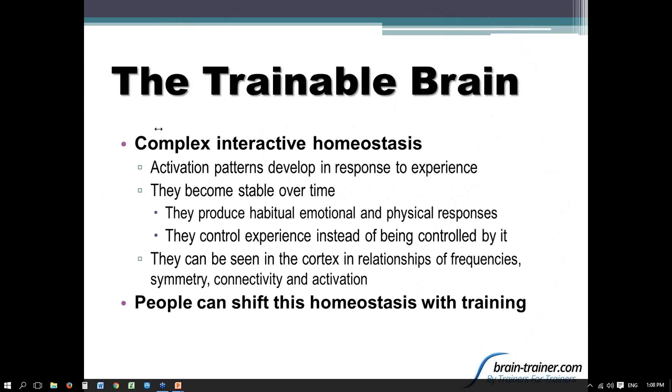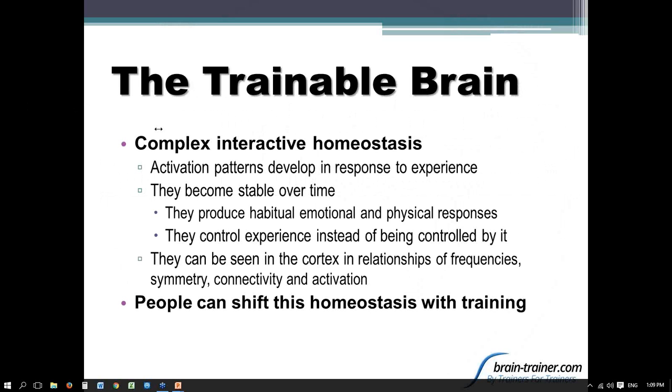The person is constantly feeling afraid, anxious, and so forth, even when there's no real reason to, and has difficulty forming relationships and so forth. And so there are habitual responses, emotional, physical, behavioral, and so forth, which result from those patterns. And an important thing to remember is that our brains actually control our experience. They aren't controlled by it.